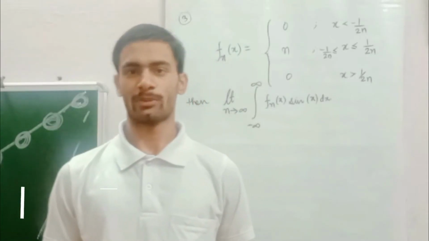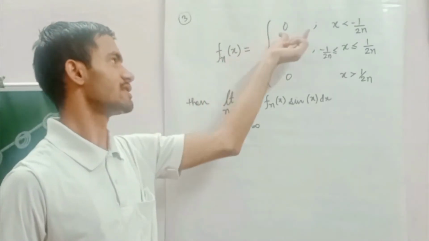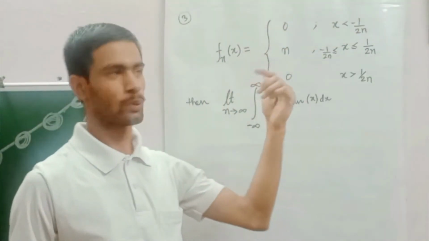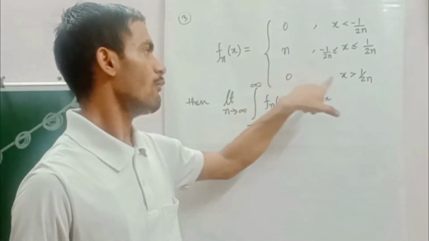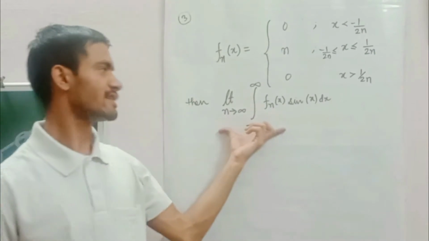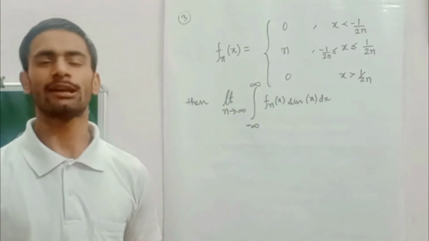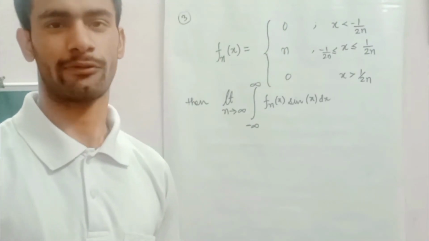And this is question number 3. Question number 3 says that fn of x is 0 when x is less than 1 by 2n, n when x is in between minus 1 by 2n and 1 by 2n, and 0 when x is greater than 1 by 2n. So we will need to find this value. One way is the normal method, the conventional way. The other is the smarter way.